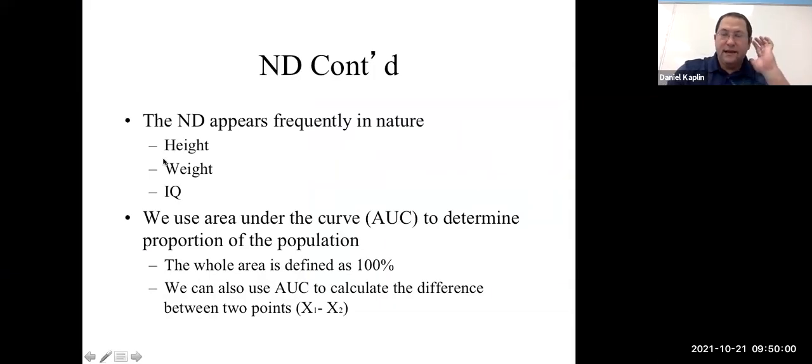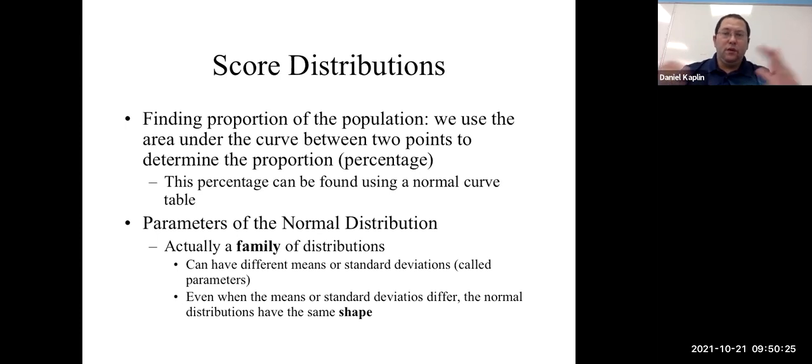So we said area under the curve allows us to compare between 2 points. Now, the whole bell curve would be 100%, as I said. And typically, when we compare 2 points, the most common place is the mean. So we use a reference point of the mean. Okay. So when you think of score distributions, we use, as I said, area under the curve to determine percentage of cases found. Now, this can be found in the back of your book.